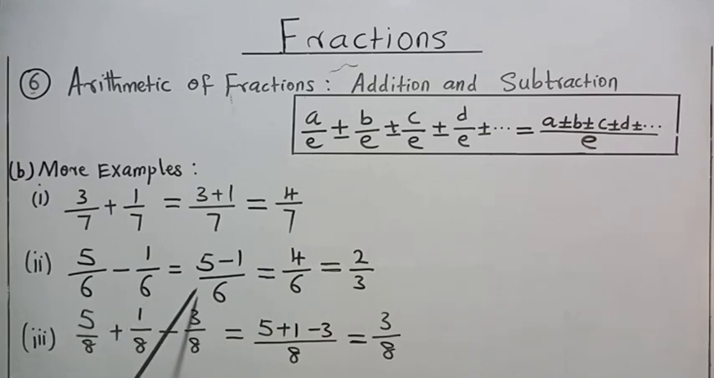Then pick 6 as a common denominator. See it here. So 5 minus 1, 4, then over 6. 4 over 6 is the answer. But we don't like leaving a fraction in a form which is not in its lowest term. 4 over 6 can be broken further into 2 over 3. I hope you know how 4 over 6 became 2 over 3.